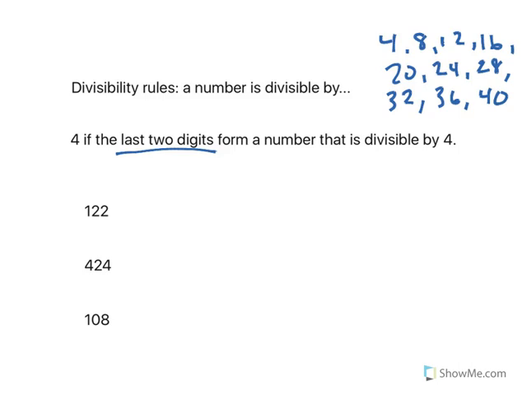Okay, so the last two digits of 122 is the number 22. Is that on my list? Nope, I have 20 and I have 24, but not 22. So that is not divisible by 4.